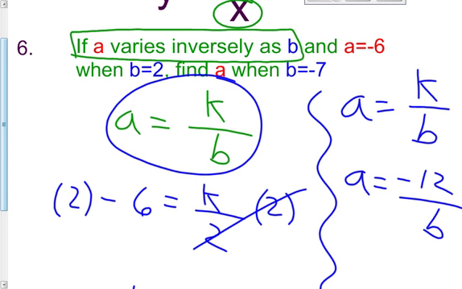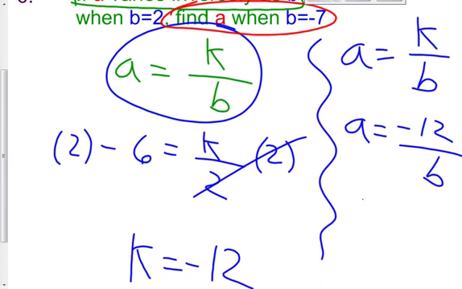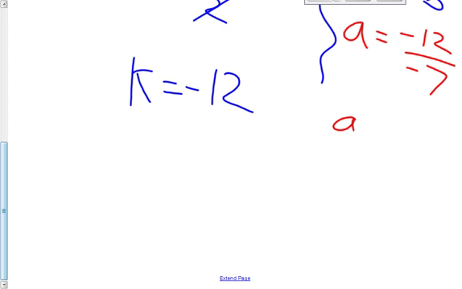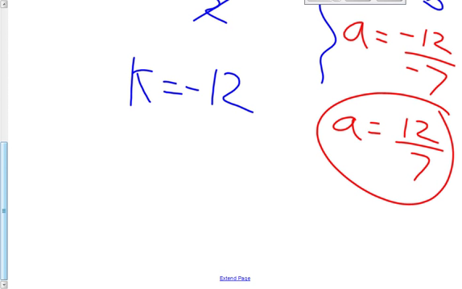So now let's do this part. Find A when B is a negative 7. So A, what is it when a negative 12 is divided by B, which is a negative 7? Well, quite simply, the answer is a positive 12 sevenths. A equals 12 sevenths. And there's our answer.